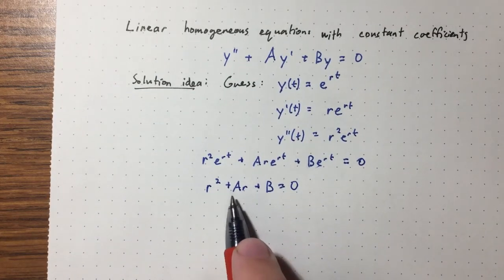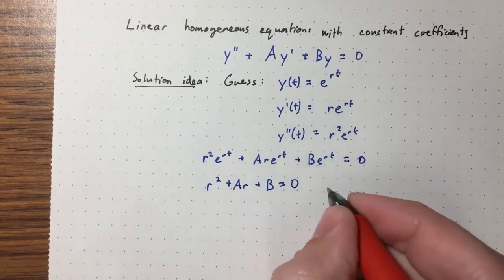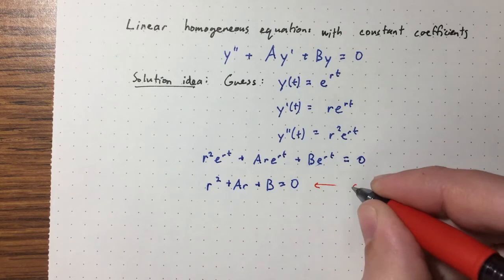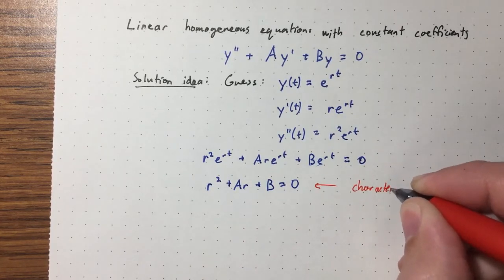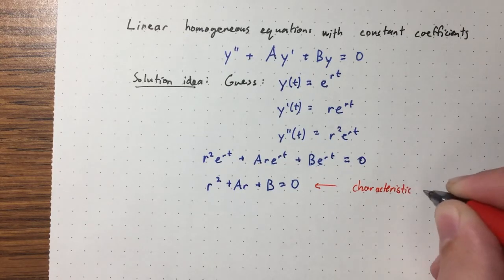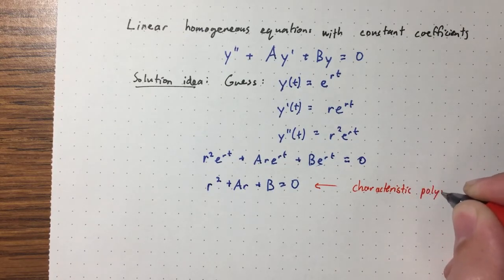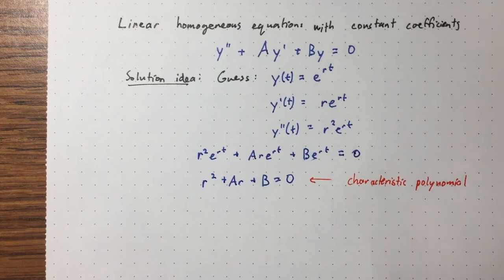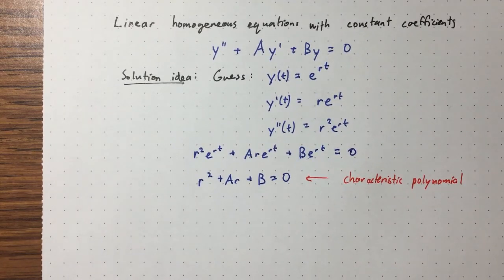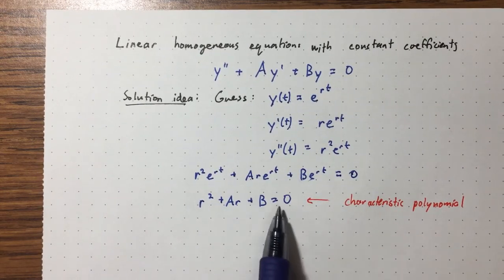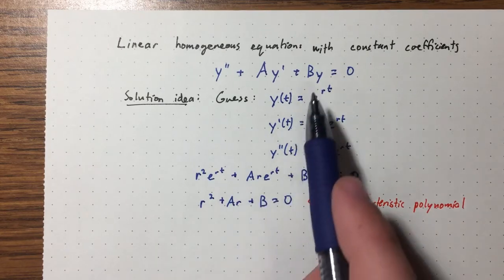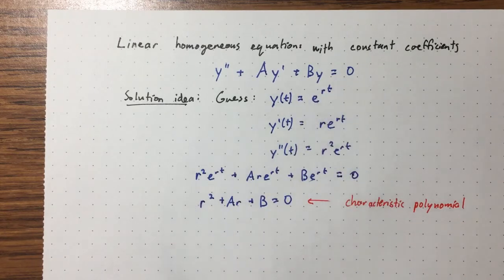And so this quadratic equation, first of all, this has a name. This is called a characteristic polynomial, or characteristic equation. So the reason for this guess is now very clear. If we can just solve this quadratic, we get two values of r, and those will correspond to two solutions.